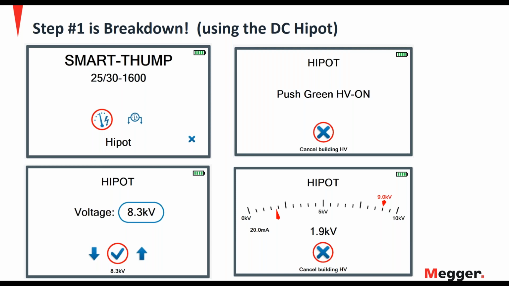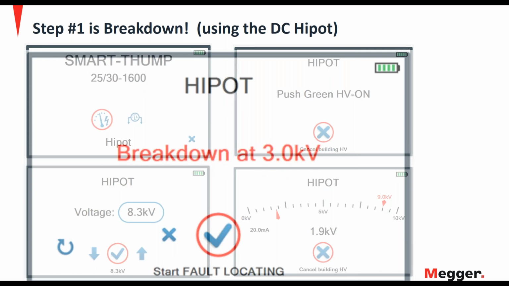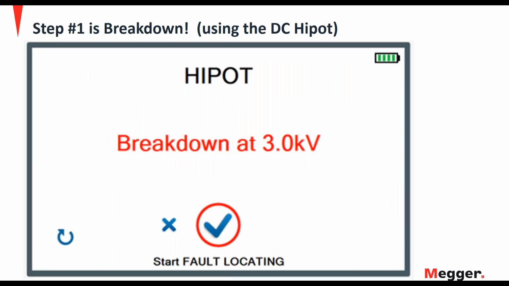So to get back to the slide, you can see this lower right-hand corner. Right now it's charging up the cable, and at some point the fault is going to flash over, and we'll get a message like this. It said breakdown at 3 kV. And if you notice at the bottom of the screen, it says start fault locating. It's ready with the click of the knob. It's ready to pull us to the next step.